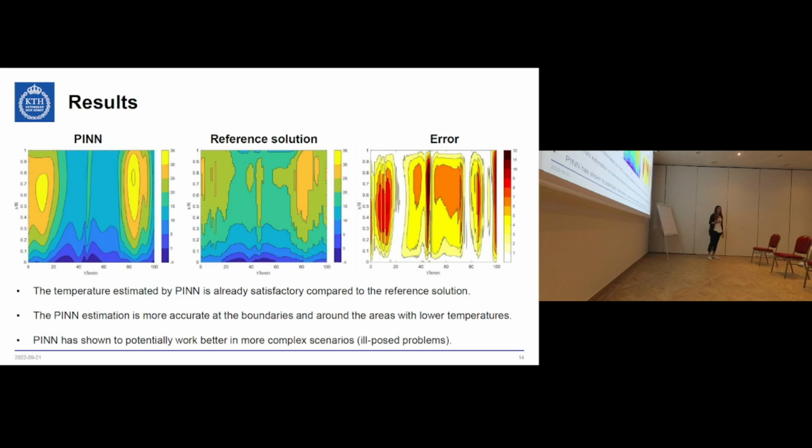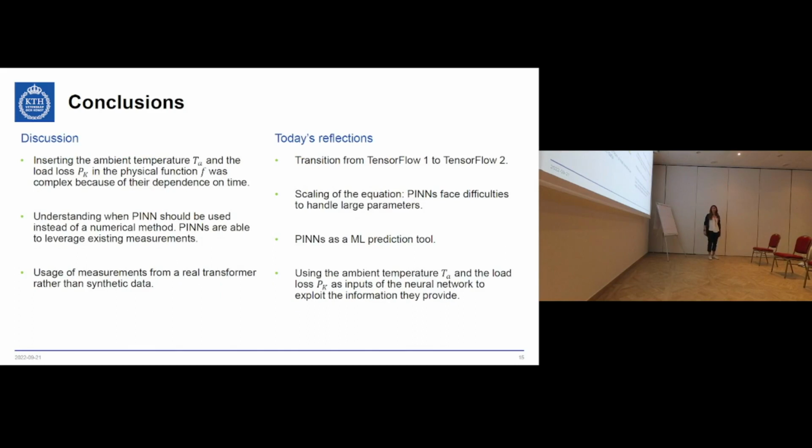And this brings me to some conclusions on what I tried to show you today. What we had problems with was inserting the ambient temperature and load loss in the physical function, because they depend on time. Back then, I didn't know anything about this model and I didn't know anything about power transformers either, and I still don't know so much, but that's another story. I feel like the way we tackled the problem was super good for us. As of today, we actually found other ways to tackle this problem. Instead of using them as outputs, we are using them as inputs, so we can exploit the information and the measurements. We actually have measurements, so why not use them?